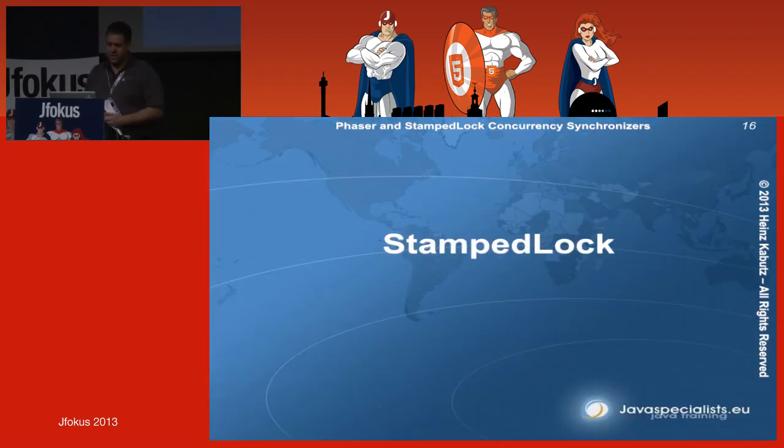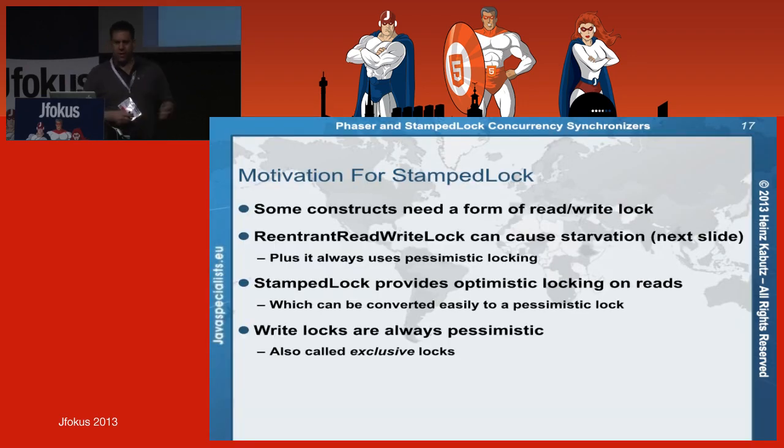And the StampedLock is really brand new. The one that I'm using is on the way to being included inside Java 8. It will probably be in the next build or the one after the next build. If you want to see it, you can download it from Doug Lea's website. It's JSR 166. And the reason why we need this is that sometimes we need a type of read-write lock.